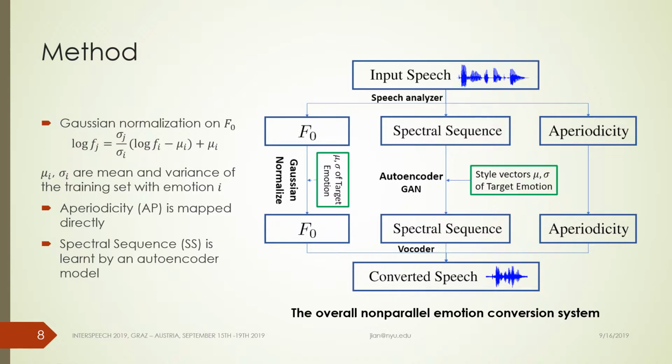F0 is transferred by log Gaussian normalization. Mu, sigma are mean and variance of the training set with domain I. And AP is mapped directly. Spectral sequence, which is the most important one, is learned by an autoencoder model. We will explain this model later.